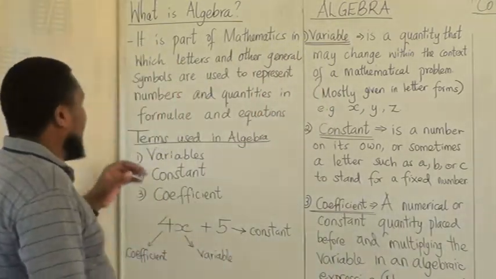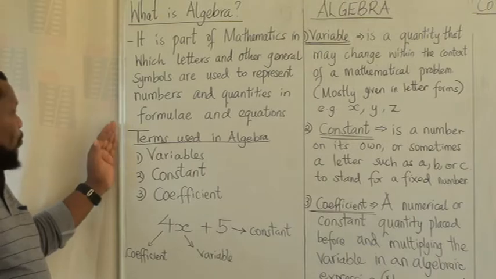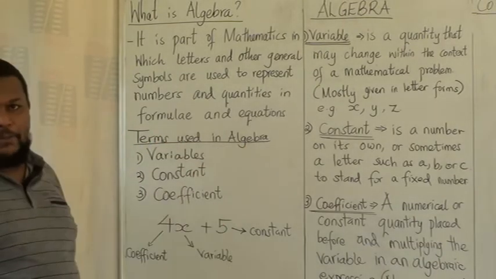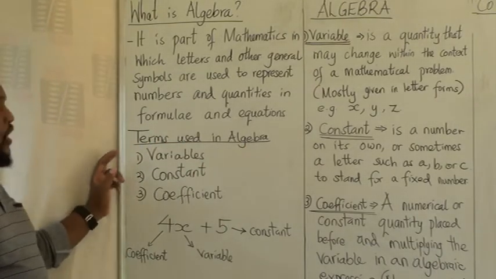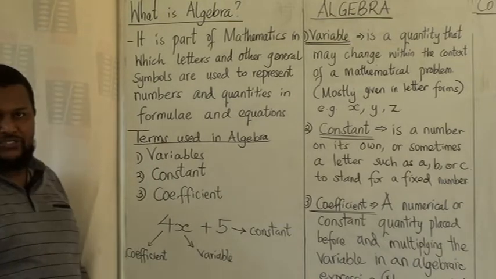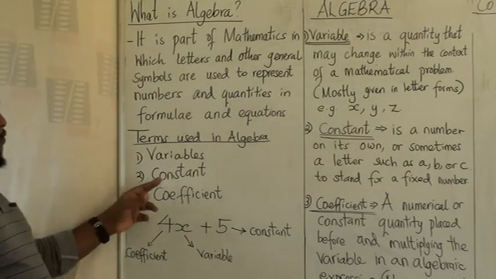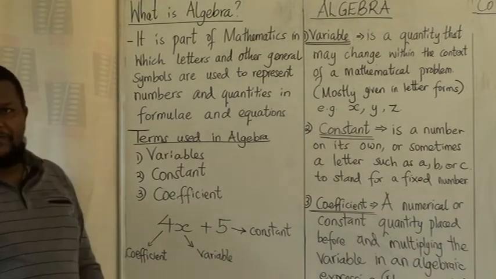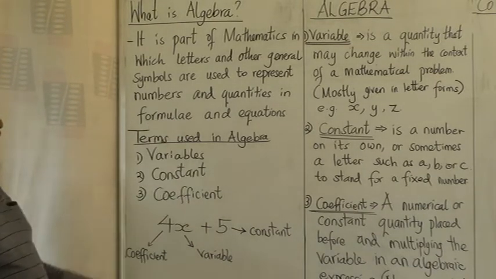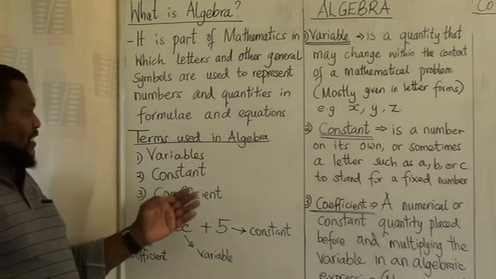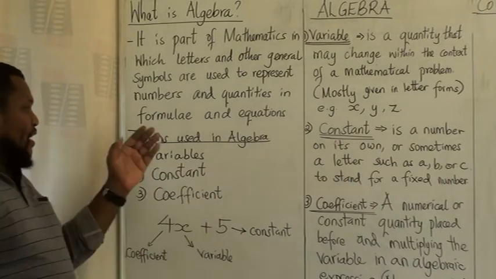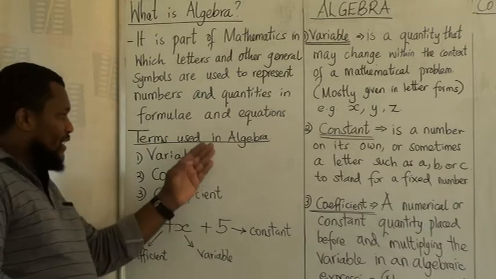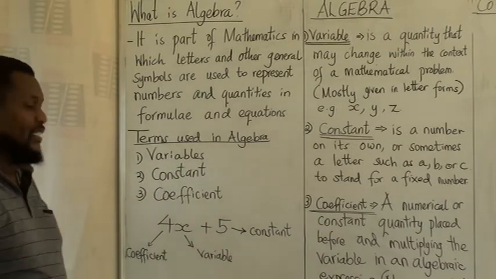what it is. I would like to take you through terms used in algebra. Number 1, we have what we call variable. Number 2, we have what we call constant. Number 3, we have what we call coefficient. These 3 are terms used in algebra, and we are going to see what it is in the real action.